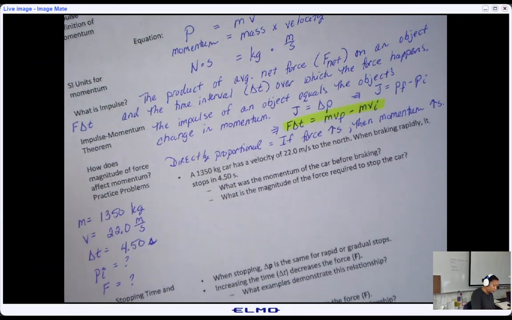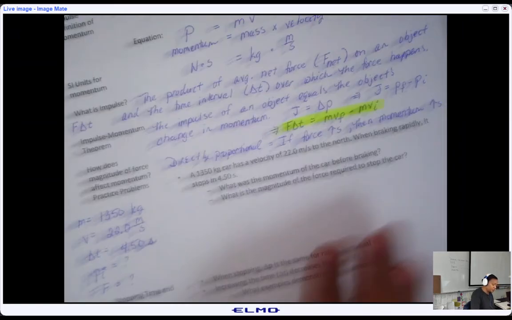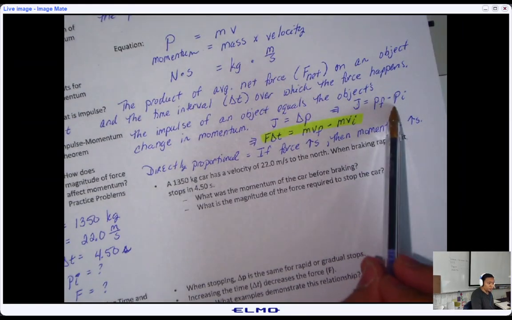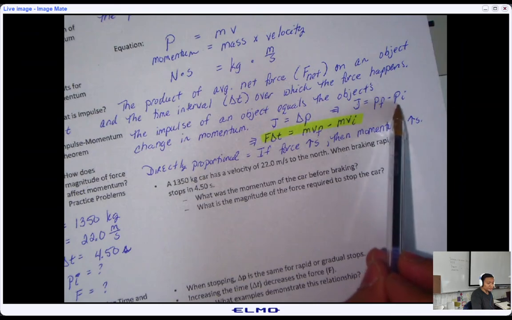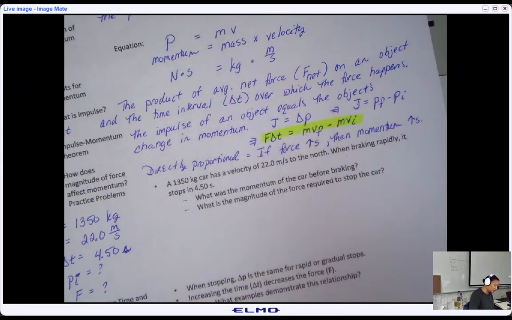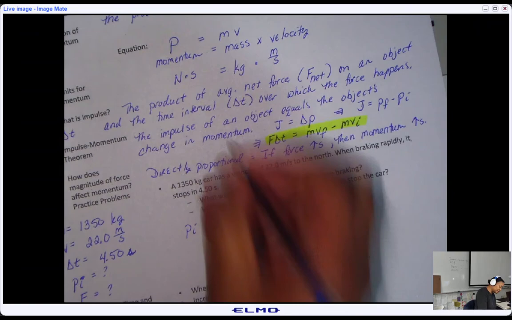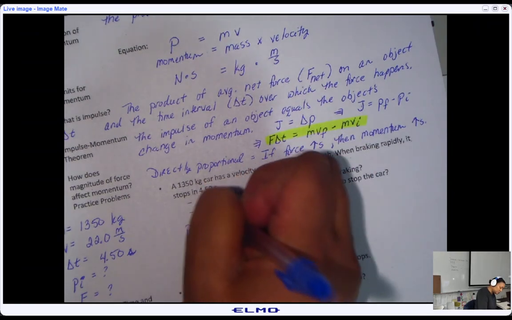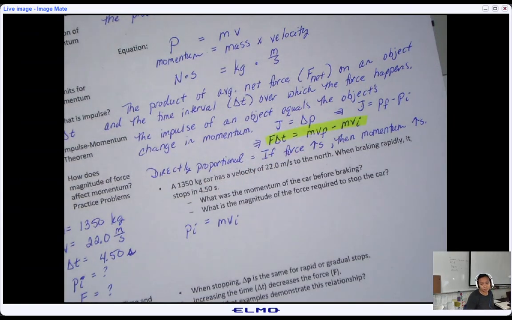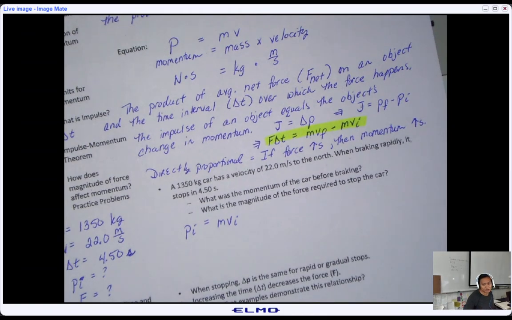All right, so looking at your initial momentum. Remember, momentum is mass times velocity. It's mass times your initial velocity. So initial momentum equals mass times your initial velocity. Please, please, please, if you have questions, ask. Ask out loud or put it in the chat. If you need something clarified, please let me know.